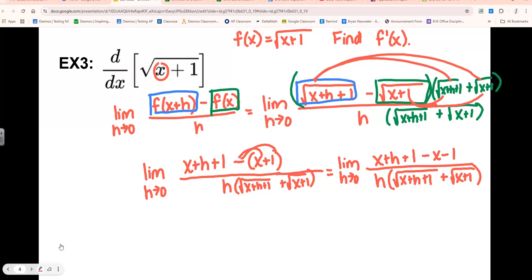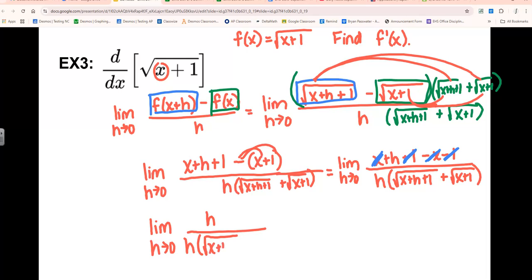Okay, and then here I've got a positive x and a negative x. Those are going to cancel. I've got a positive 1 and a negative 1. Those are going to cancel. And so I'm going to rewrite it just so we're very clear about what's happening here. Now I've got just h over h times the square root of x plus h plus 1 plus the square root of x plus 1 here.